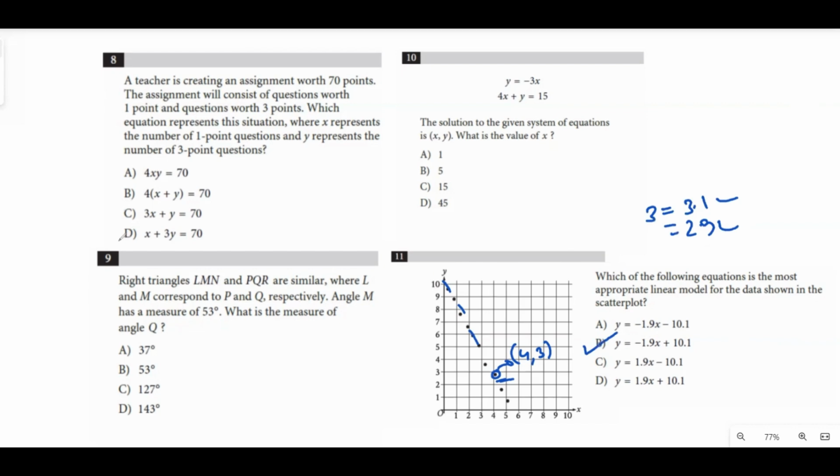So for question number 8, option D is correct. Question number 9, option B is correct. Question number 10, option C is correct. And for question number 11, option B is correct. You can look over all the 4 questions and then we will move forward.